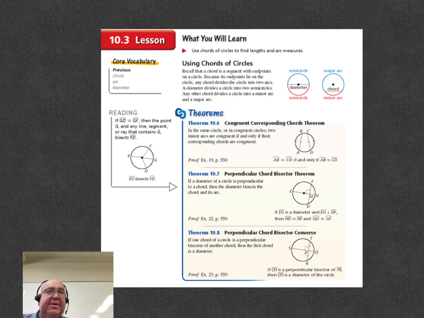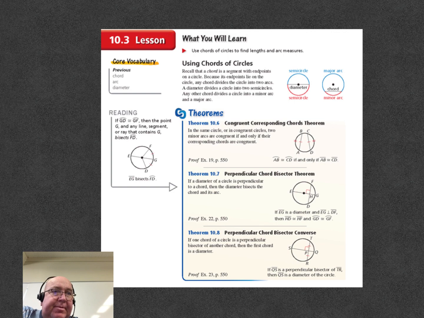Okay, so we're going to be using chords today to find parts or measures of circles. Three theorems. The first is the congruent corresponding chords theorem, meaning that the arc of AB is equal to CD if the chords are congruent.